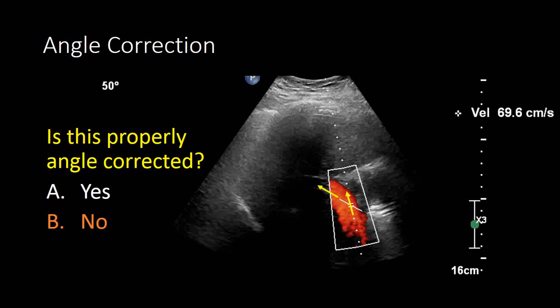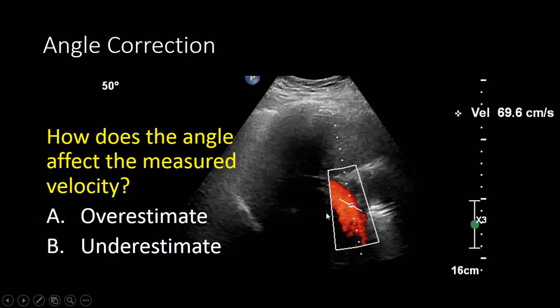Now, I will agree that the blood flow within the portal vein just distal to our gate is flowing in the direction of our angle correction indicator. In fact, at the little junction between our indicator and this yellow arrow, the blood is probably flowing in the way that was angle corrected for. So how does this angle correction affect our measured or calculated velocity?